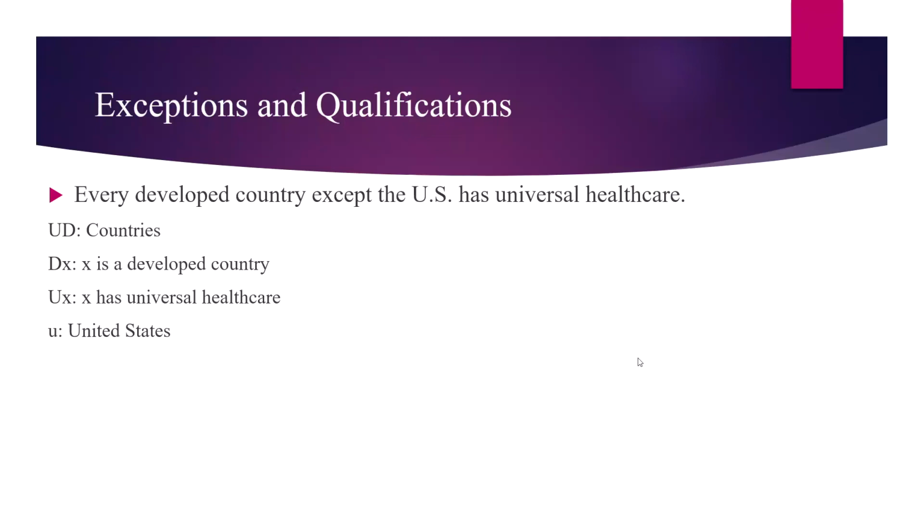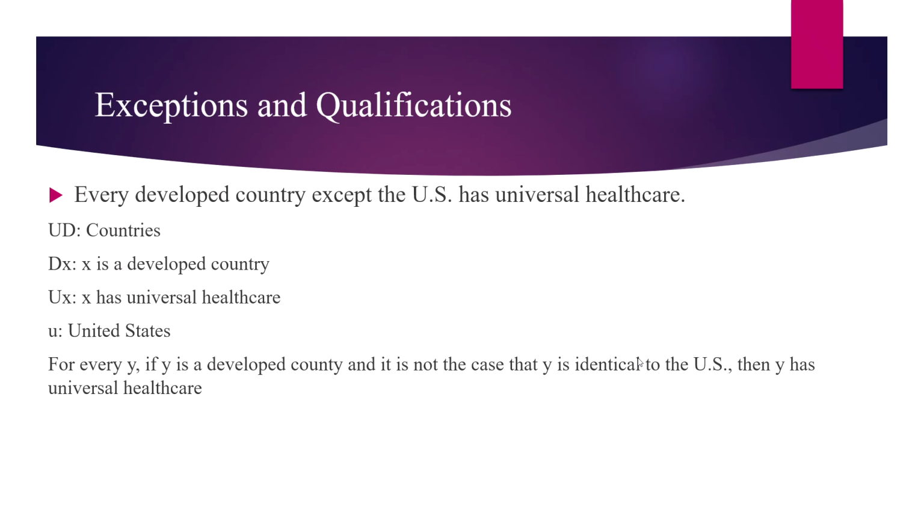Now, this is an "every developed country has universal health care" statement, right? Just with the exception. So we're going to do it the same way we do all A's or B's statements. For every Y, if Y is a developed country and it's not the case that Y is identical to the US, then Y has universal health care, right? So it's the same structure we've already been using since the second lesson of this section of identifying all A's or B's, but now we need to say it's a developed country and it's not the US.